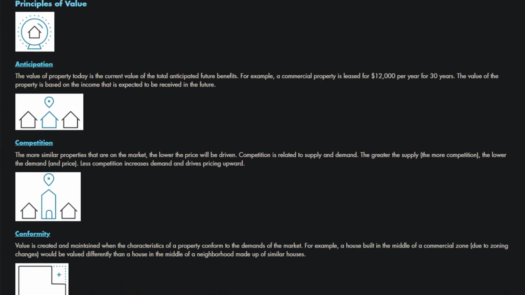Anticipation. The value of property today is the current value of the total anticipated future benefits. For example, a commercial property is leased for $12,000 per year for 30 years. The value of the property is based on the income that is expected to be received in the future.